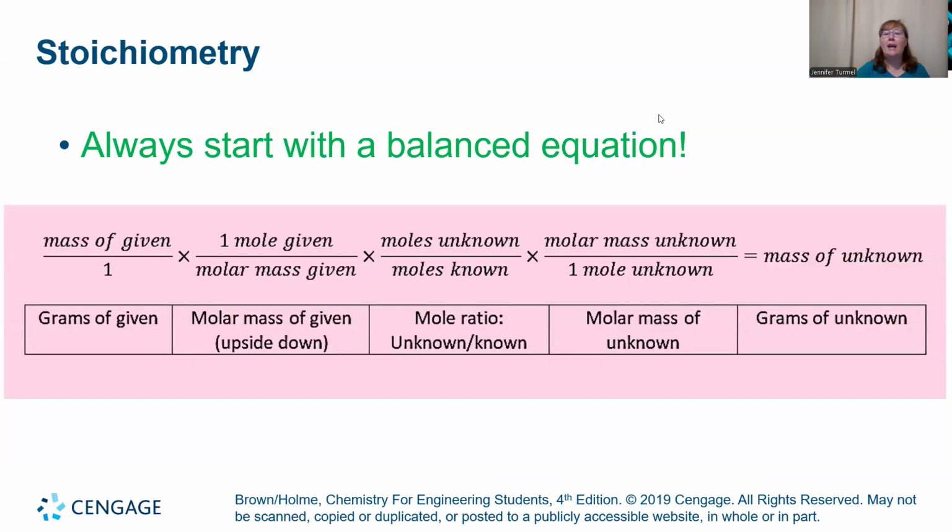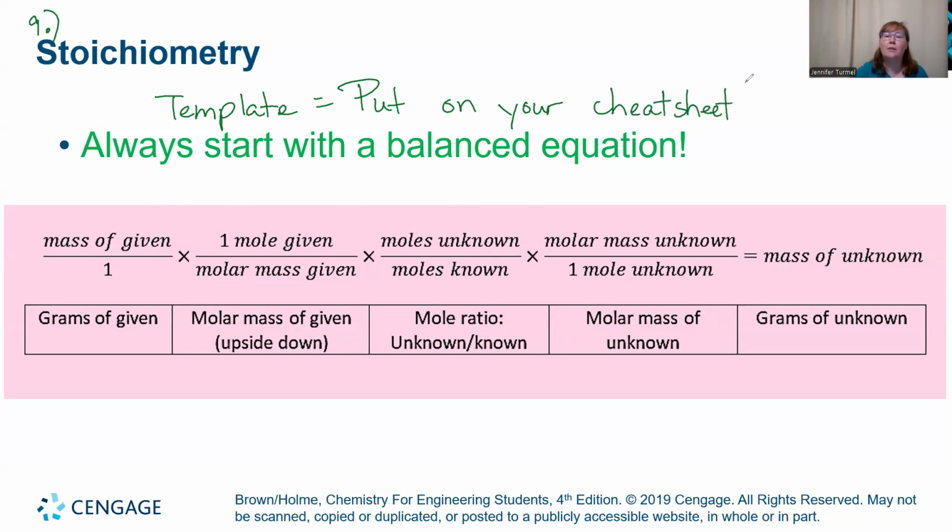All right, so here we have our stoichiometry. And I always tell students, always start with a balanced equation. That is always and always very important. First of all, this is slide number 9. Okay, and this is a stoichiometry template. Okay, which means that this is what you're going to be following. And I tend to encourage students to put this template on your cheat sheet for the test, because it will help you remember what goes where. It's also printed on your notes template already.